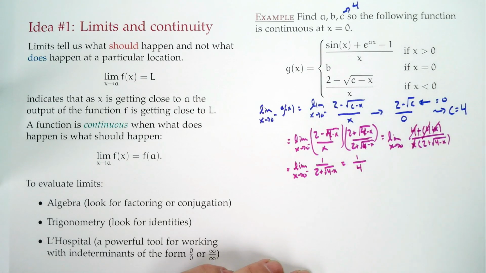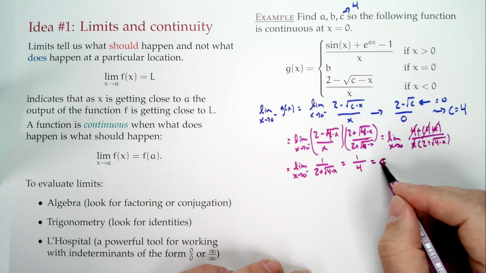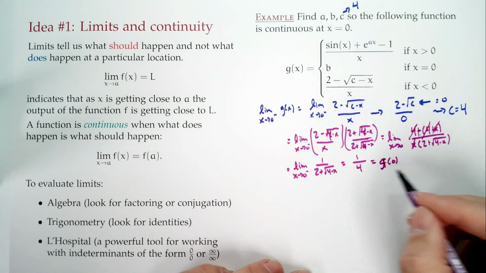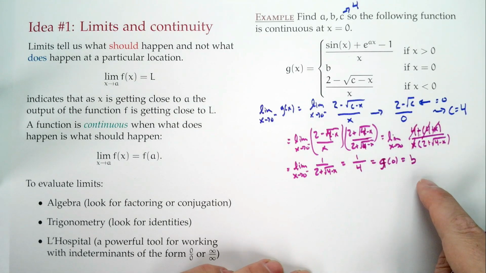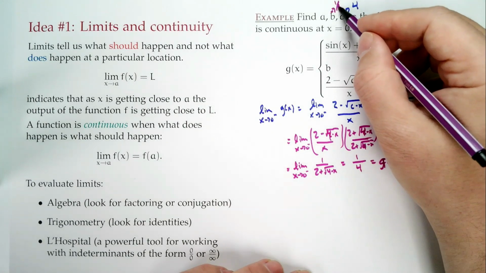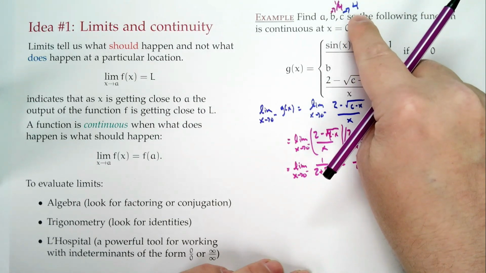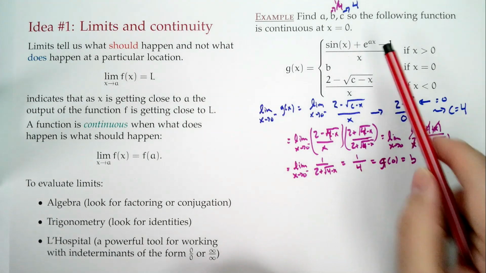In order to be continuous, that has to match up with the function at 0, which is g of 0. So g of 0 is b. So now we know that b has to be 1/4. All right. So c is 4, b is 1/4. Nice. So we're now 2/3 of the way through our problem. That leaves us with a.